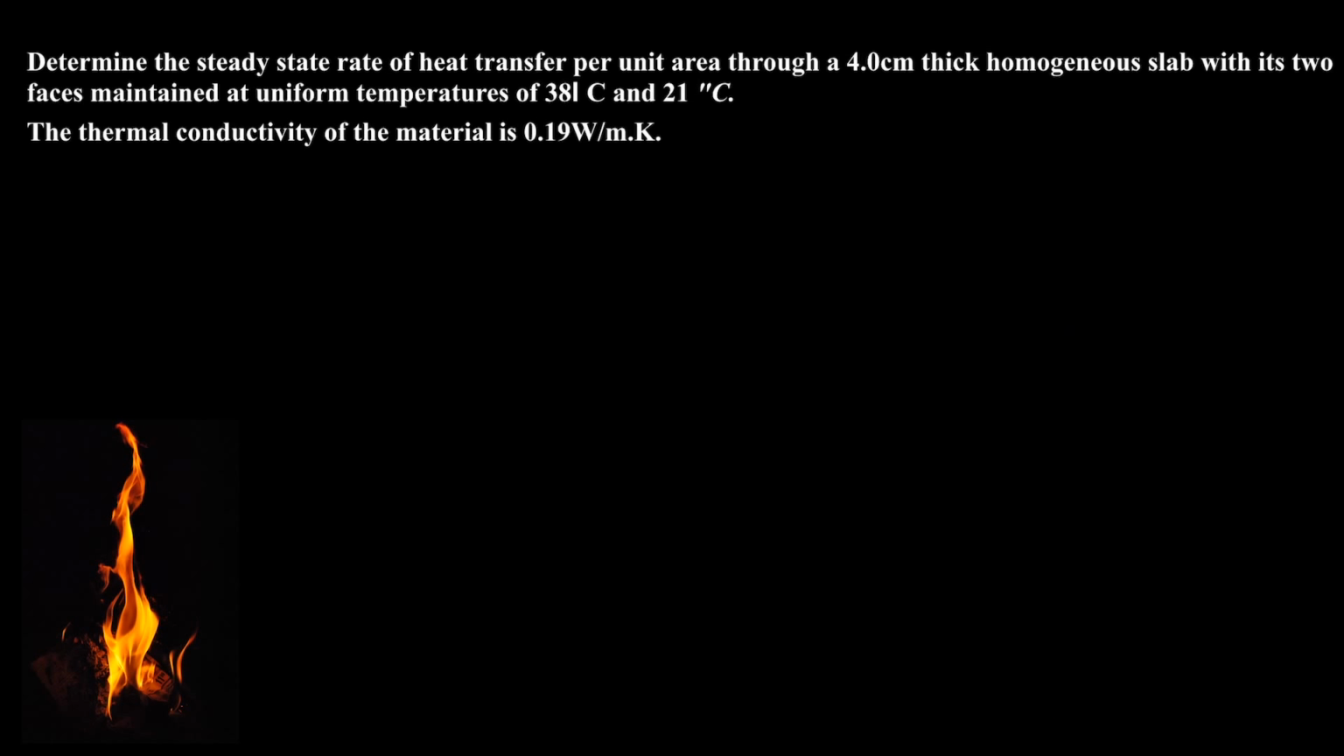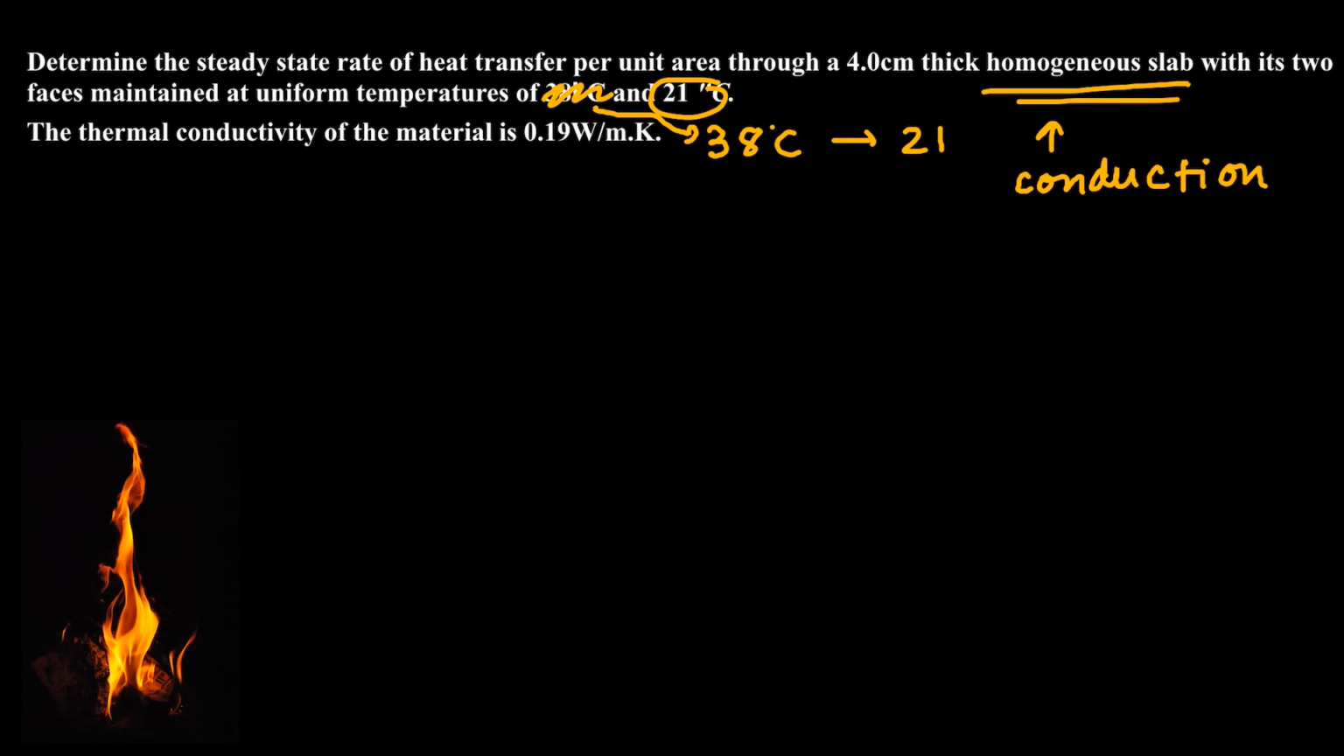Determine the steady state rate of heat transfer per unit area through a 4.0 centimeter thick homogeneous slab. As soon as I read the word homogeneous slab, this triggers conduction, with its two faces maintained at uniform temperatures of, let's make this 38 C, and this is 21 C. The thermal conductivity is 0.19 watts per meter K.